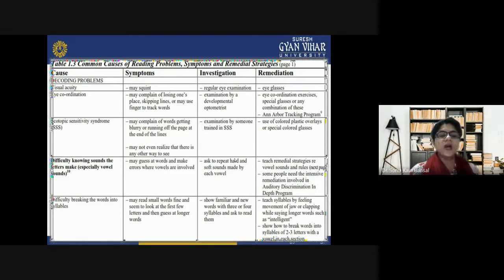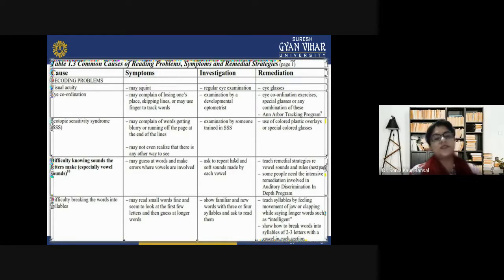Then difficulty knowing the sounds that letters make, especially vowel sounds. The symptoms: they may guess at words and make errors where vowels are involved. Some students show this type of difficulty, that they do not speak the vowel words properly. Investigation can be done by asking them to repeat hard and soft sound words made by each vowel. Remedial strategies are vowels, sounds and rules. Some people need the intensive remediation involved in an auditory discrimination in depth program.